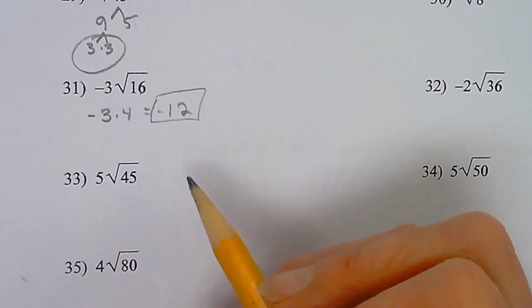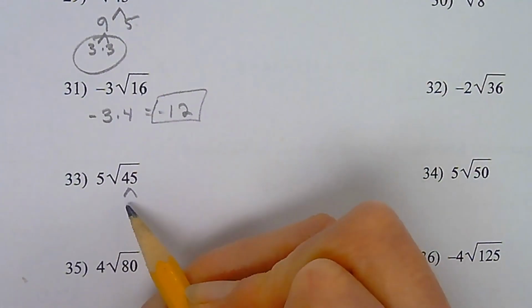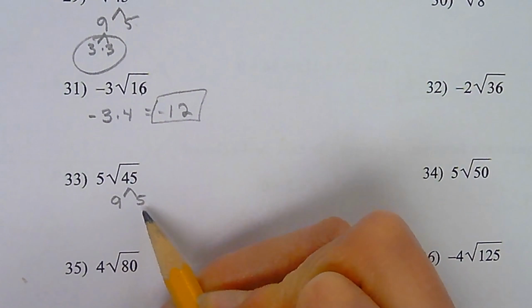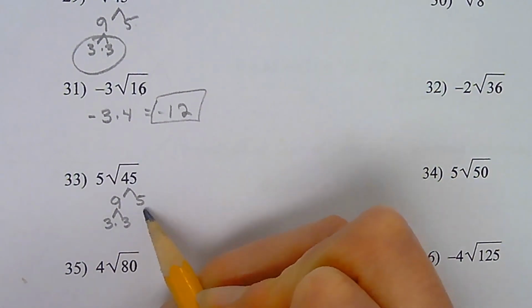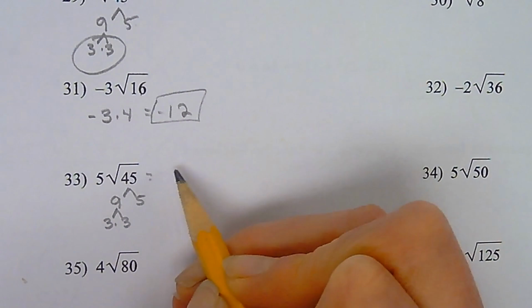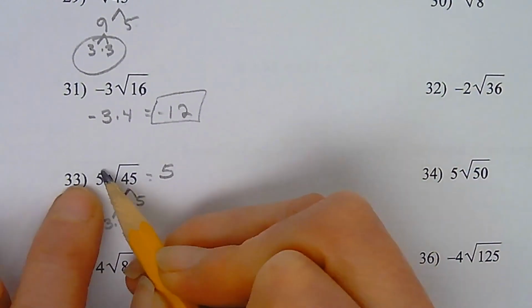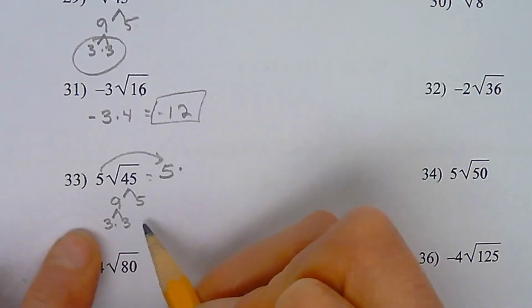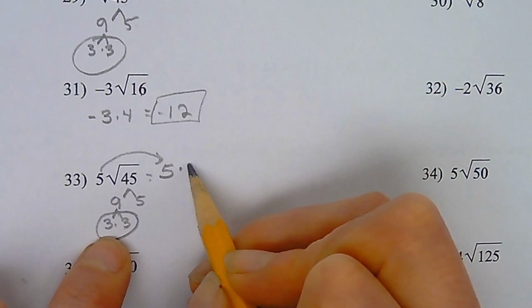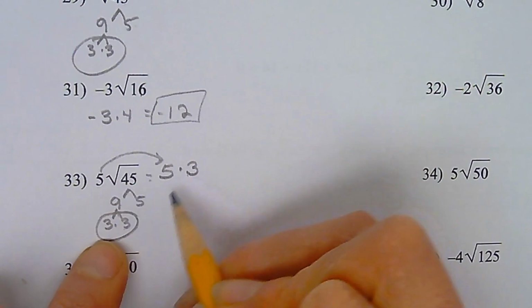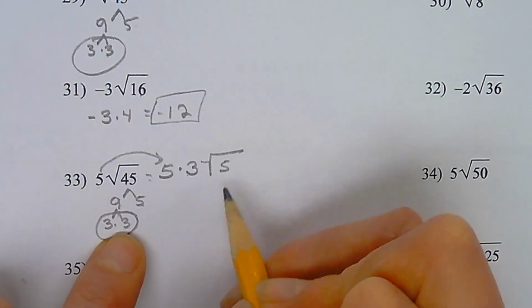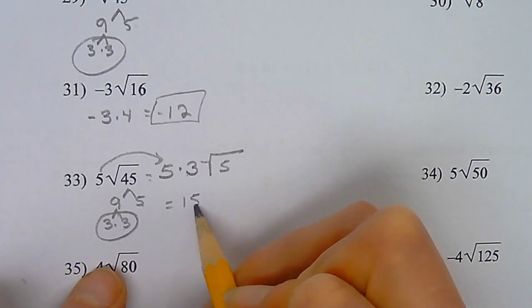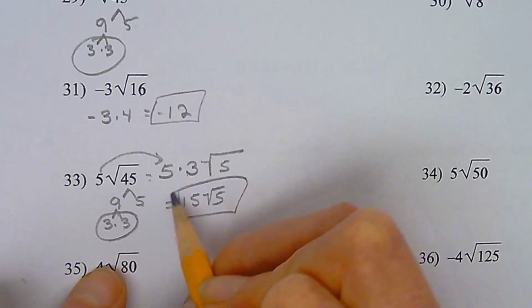And number 33, I'm going to break this down into its prime factors. 9 times 5, well, 3 times 3 times 5. There's the perfect square. So I end up with 5 that stays on the outside, times, well, I'm going to take out one of these 3's and put it on the outside. So 5 times a 3 times the square root of what's left, which is 5. So my final answer is 15 radical 5.